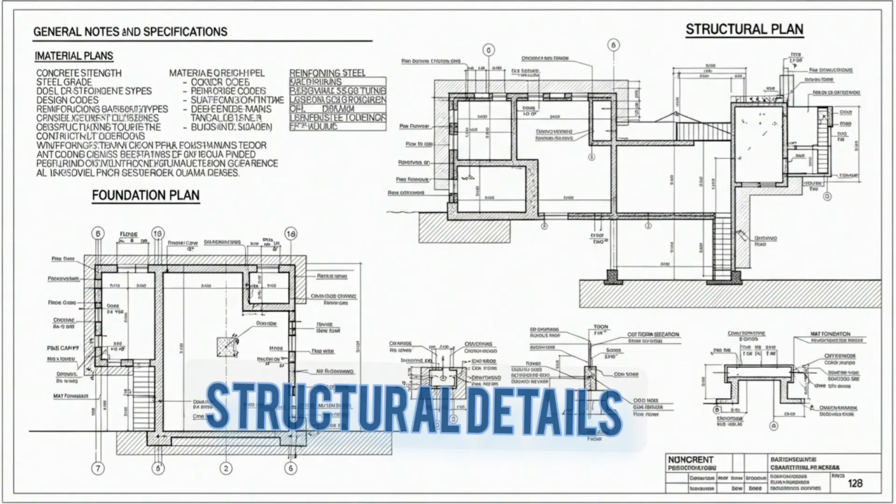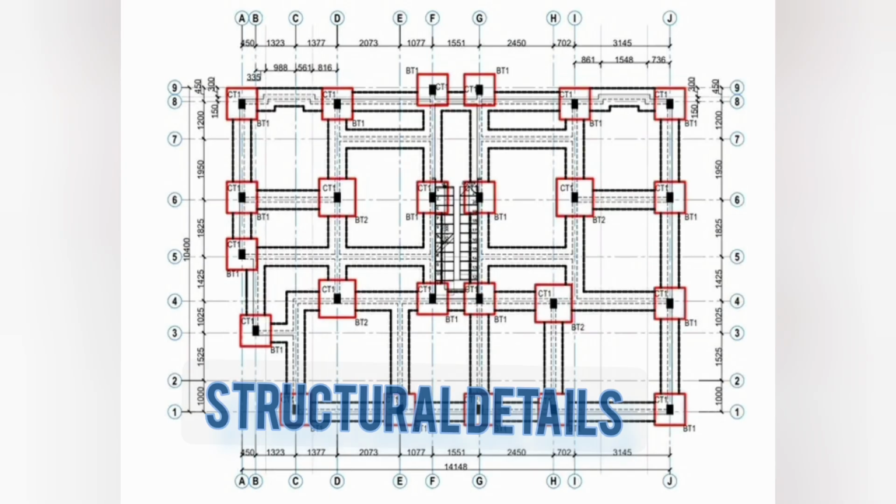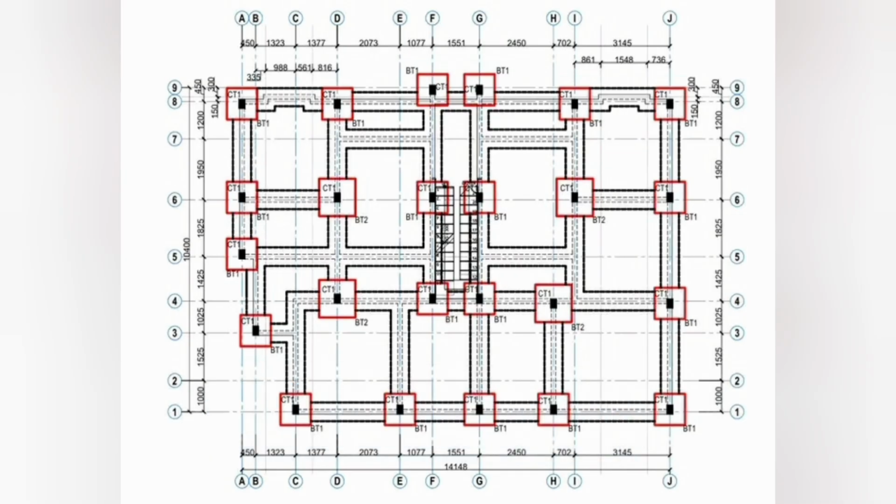This brings us to the heart of your role, the structural drawings. This is where your focus must be laser-sharp. The structural set details the skeleton of the building, the elements that ensure its stability and safety. Begin with the general notes and specifications. They contain vital information on materials: concrete strength, steel grade, reinforcing bar types, design codes, and construction tolerances.